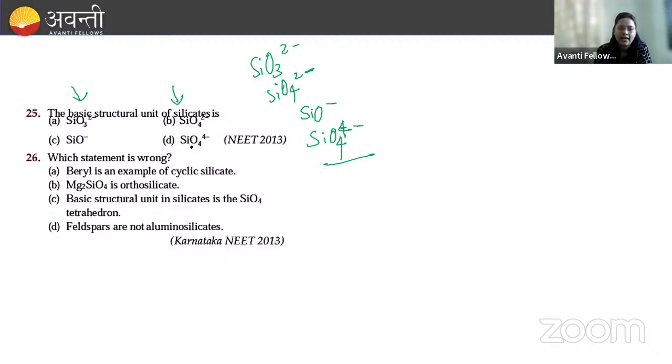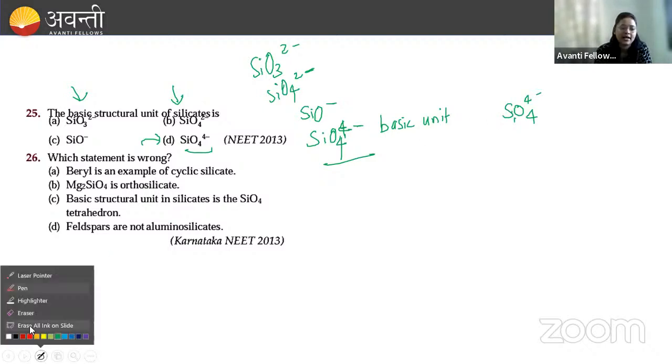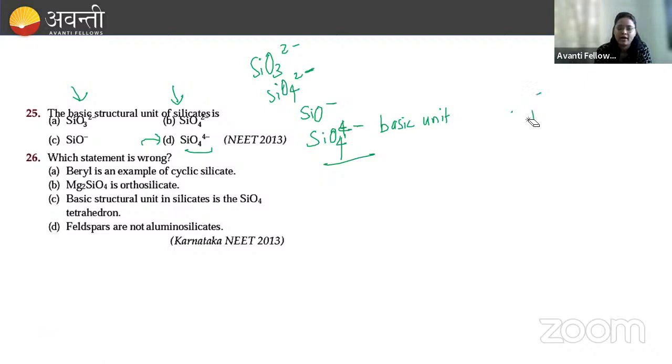SiO4 4 माइनस, ये जो हमारा बेसिक यूनिट है ये हमारे सिलिकेट्स में हर तरह से फैला हुआ है. ओके, the silicates are actually made up of this basic unit SiO4 4 minus. Any doubts? Remember this. Okay, very very simple. SiO4 4 माइनस, ये जो हमारा बेसिक यूनिट है इससे हमारे सिलिकेट्स सारे बने हुए हैं. ठीक है, all the silicates are made up of this basic unit, right? Any doubts?